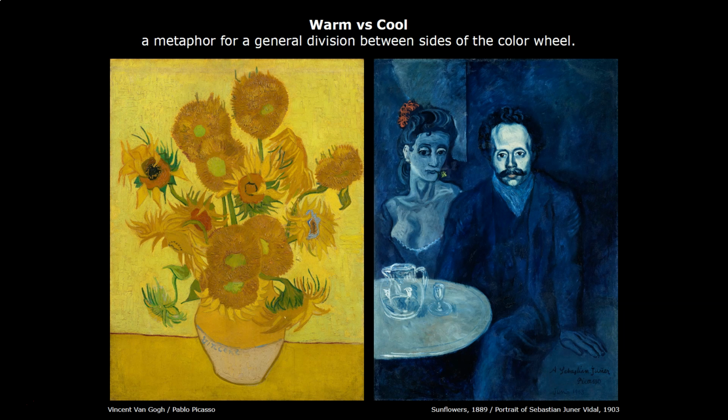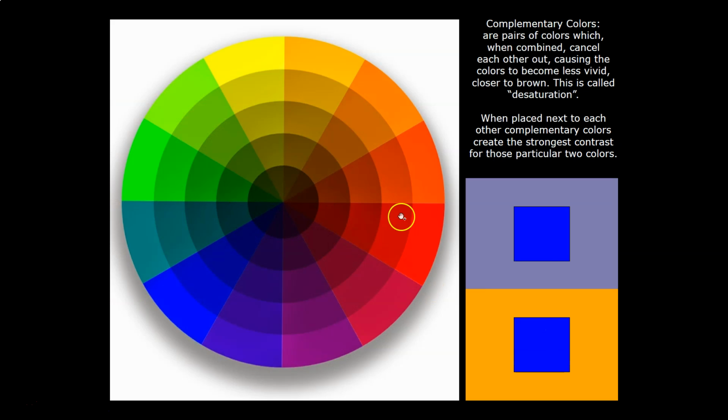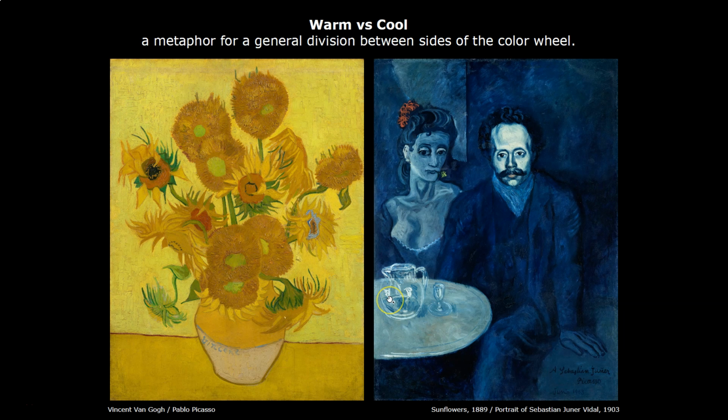There's also a general division in the color wheel, about right here, between warm colors up here and cool colors down here. That's not an actual scientific thing, it's just a metaphor. And you can see in this Vincent van Gogh, it's onto the warms, it's orange, yellows, reds, that kind of thing with a little bit of cool in it. And then this Pablo Picasso, you have these very cool colors, all of these blues with a little hint of the warm. So that's another dimension of color we can think about.